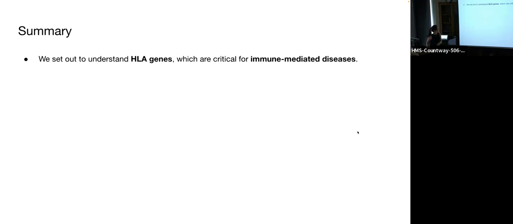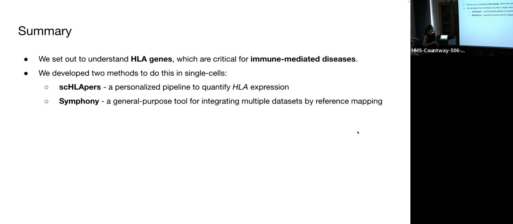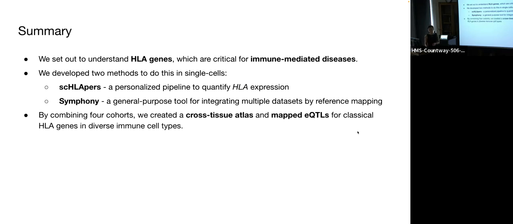Great, so to summarize what we have talked about today, we set out to understand the HLA genes, which are very important for immune-mediated diseases. And then we had to develop two new methods to be able to do this properly in single cells. The first is single-cell HLA-PERS, which is a personalized pipeline to quantify HLA expression. And then the second is Symphony, which is a general-purpose tool for integrating multiple data sets using reference mapping.